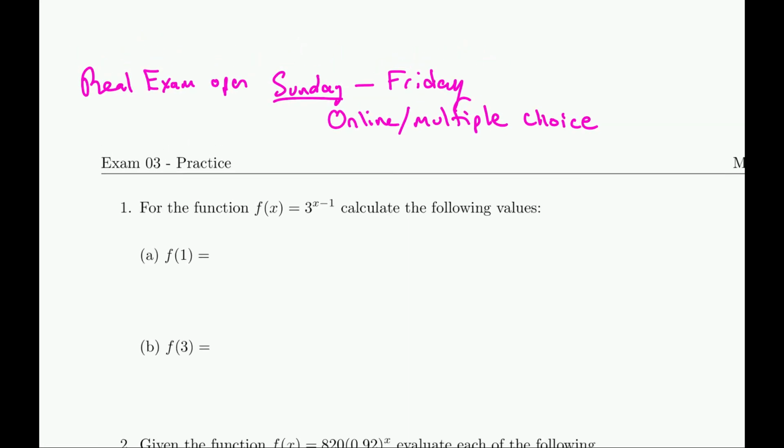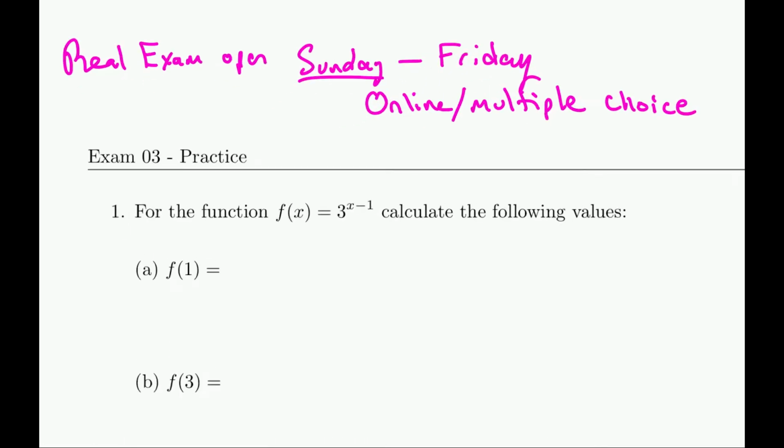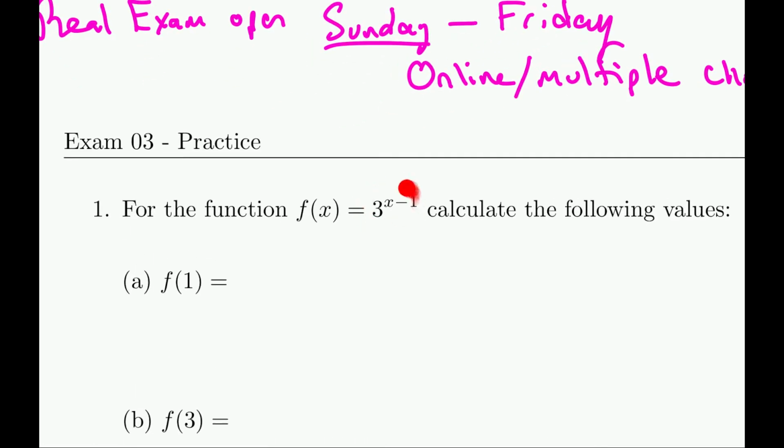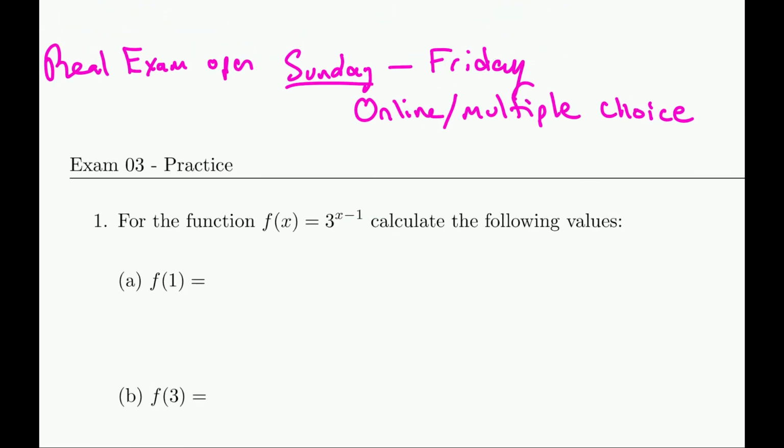But let's get going. So what we've got here for our first problem is f of x equals 3 to the x minus 1. This is an exponential function, and we want to calculate the following values. This is just to make sure that you can understand what an exponential function is and calculate it here. Feel free to use a calculator if you need to, right?